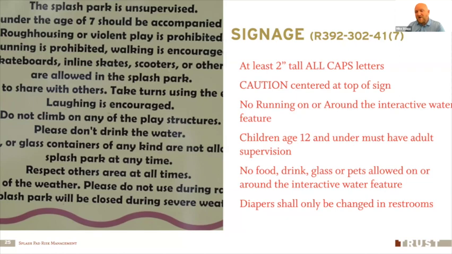Okay, no running on or around the interactive water feature. Children aged 12 and under must have adult supervision. No food, drink, glass, or pets allowed on or around the interactive water feature. Diapers shall only be changed in restrooms. These 4 have to be on your signage. Okay, you have to have a sign. And these are the things that have to be on it. 2 inches tall, all caps, caution, centered at the top with these 4 rules word for word. Okay, there's your code, R392-302-47(7). It lists what, if you need these again, that's exactly where it lists these things.